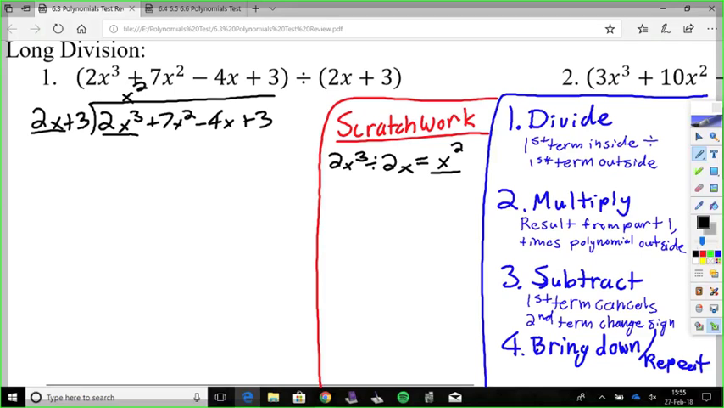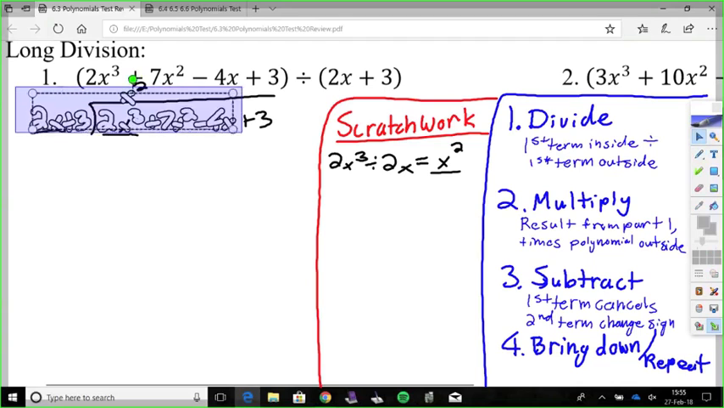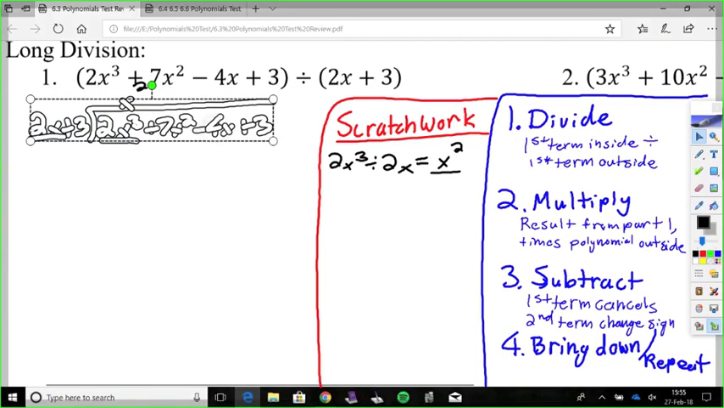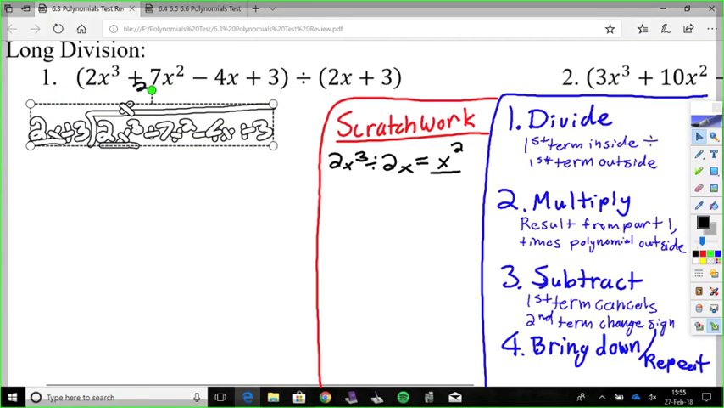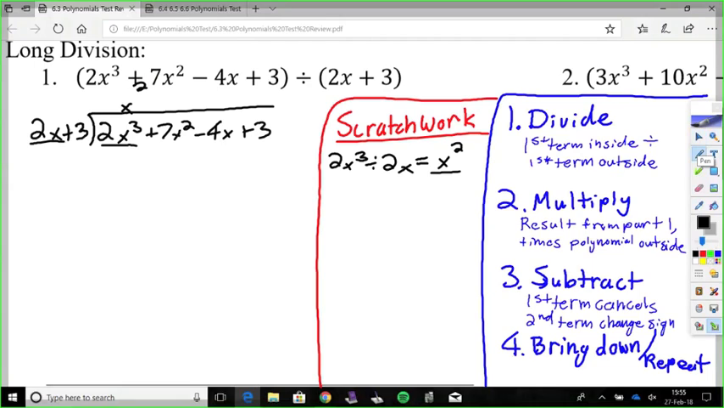And that result, the x squared, is going to go on top. I should have left a little more room, but I think I can move it. Hold on, give me a second. Let me play around with this. Can I move this? Yes, I can. Alright. So, x squared goes up on top.